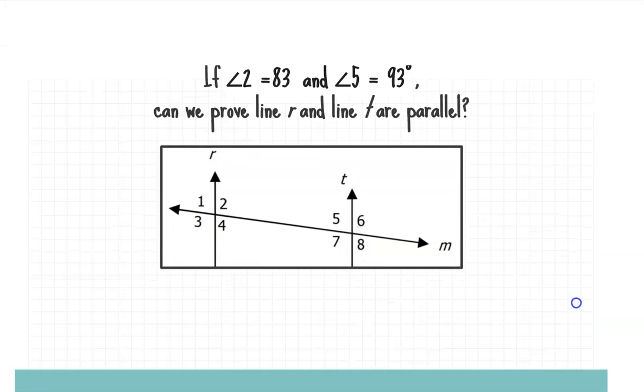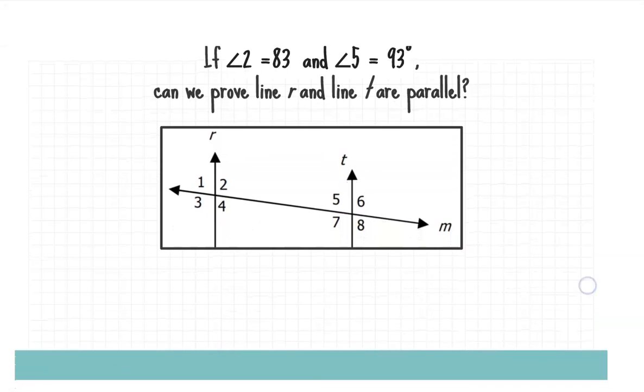Okay, let's look at this one. So if angle 2 is 83 degrees, and angle 5 is 93 degrees, can we prove that the two lines are parallel? So angle 2 is 83 degrees, and angle 5 is 93 degrees.